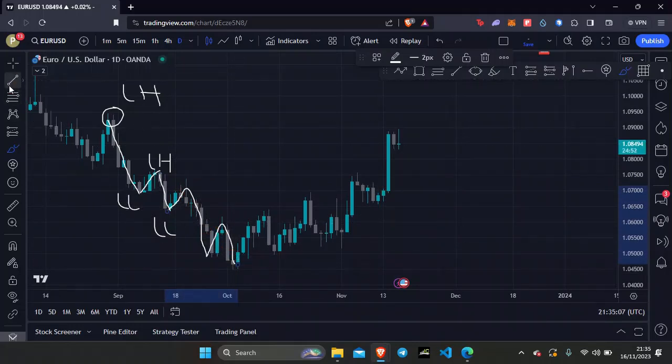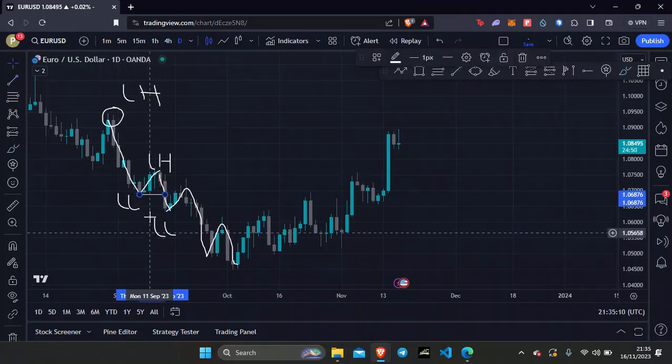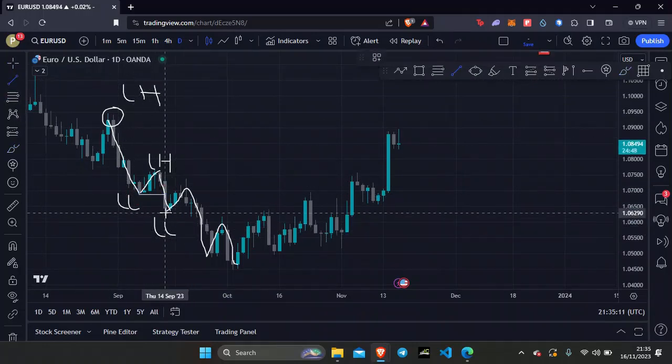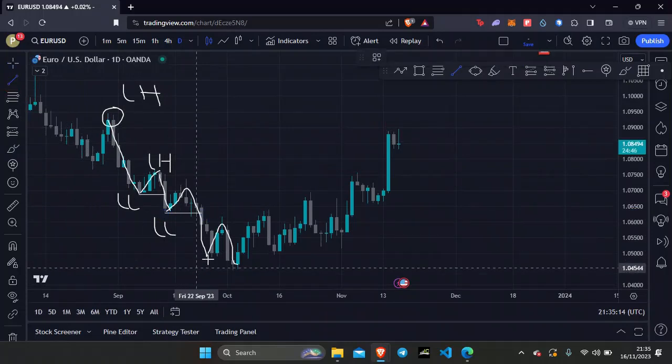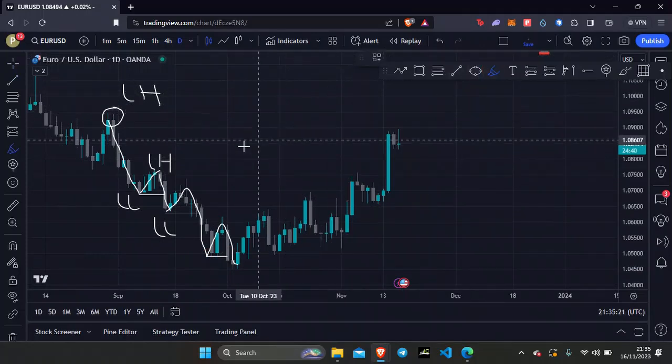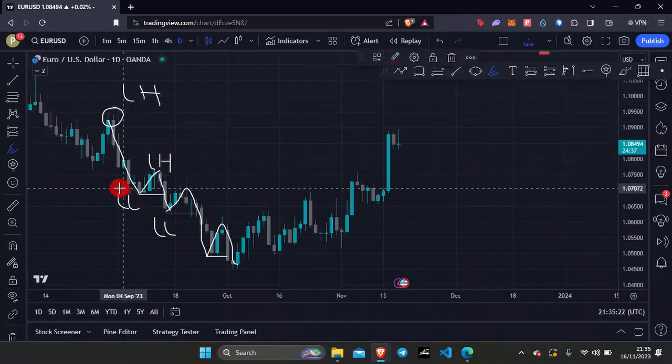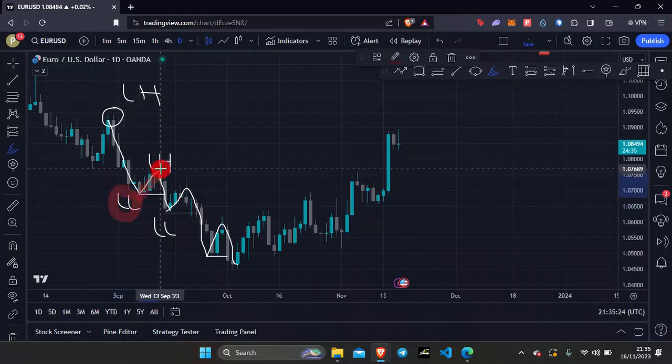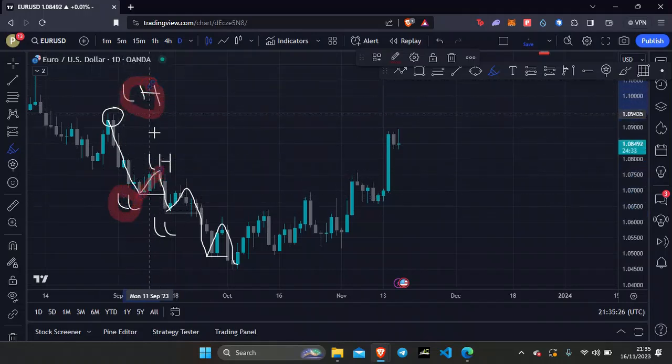So can you see that we broke this right here, and right here? So like I said in the examples that I gave just above, for a lower low to be valid, it has to create a lower high, which cannot be higher than the previous lower high.